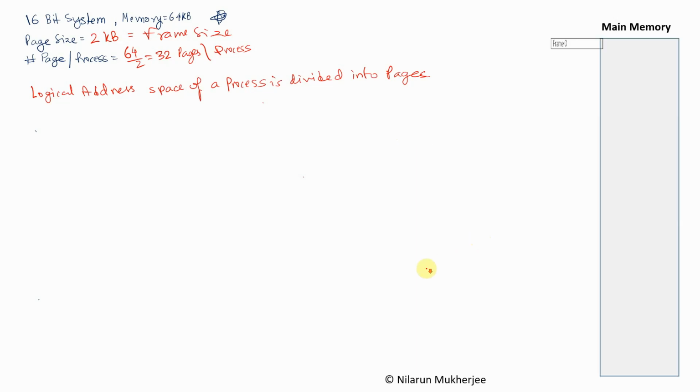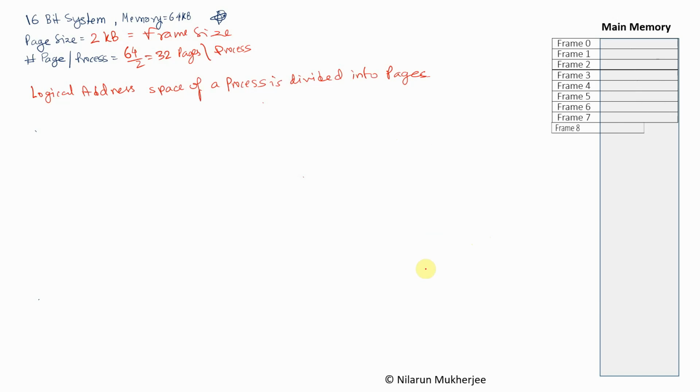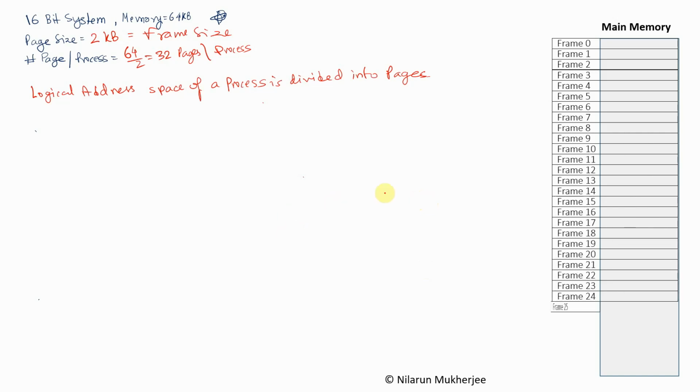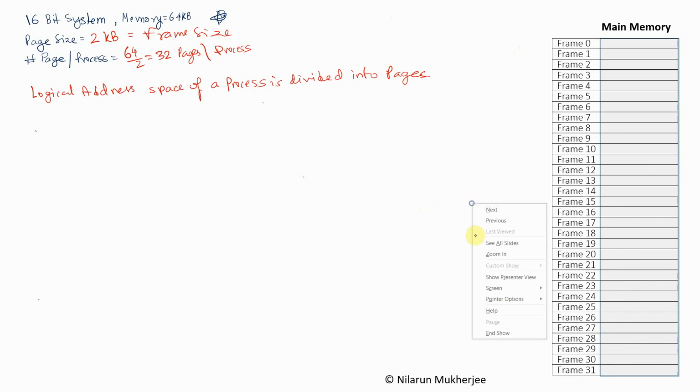So the main memory will get divided into how many frames? 64 frames. Total 64 frames will be there in the memory. Each will be of 2 KB. Size of each frame will be of 2 KB.